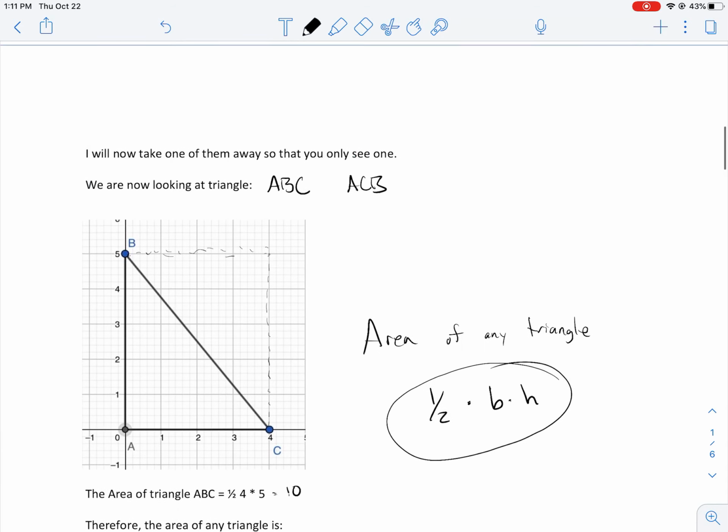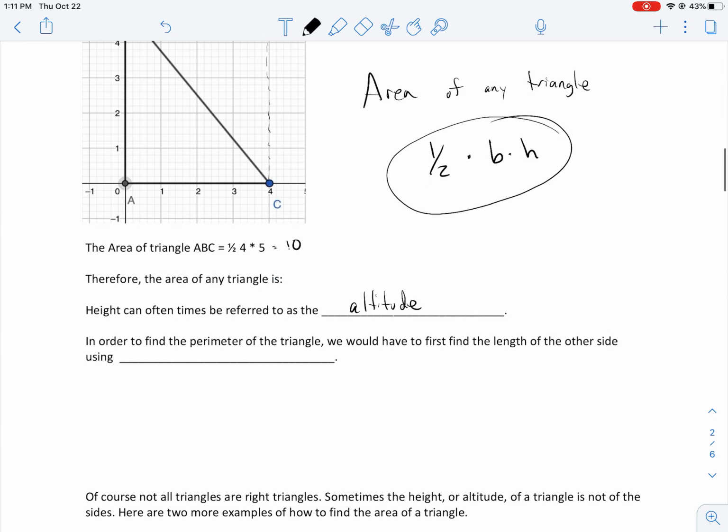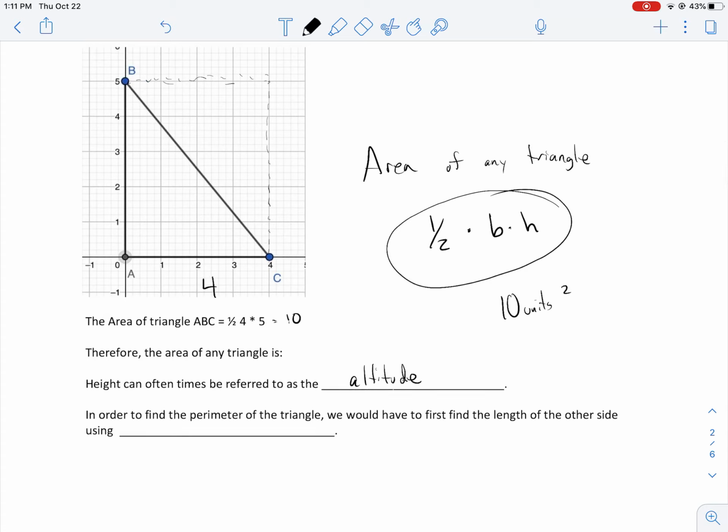All right, and so the last part, I want to find the perimeter of this guy, right? So I found the area. The area is 10 units squared. In order to find the perimeter, well, this is length 4, this is length 5. So all we're missing is that side right there.